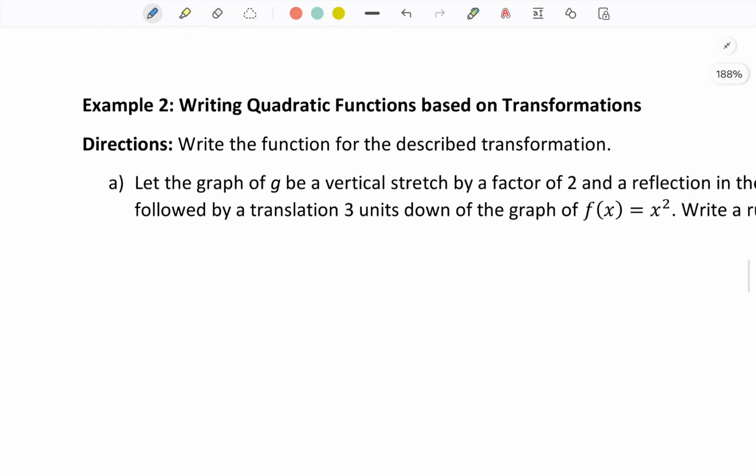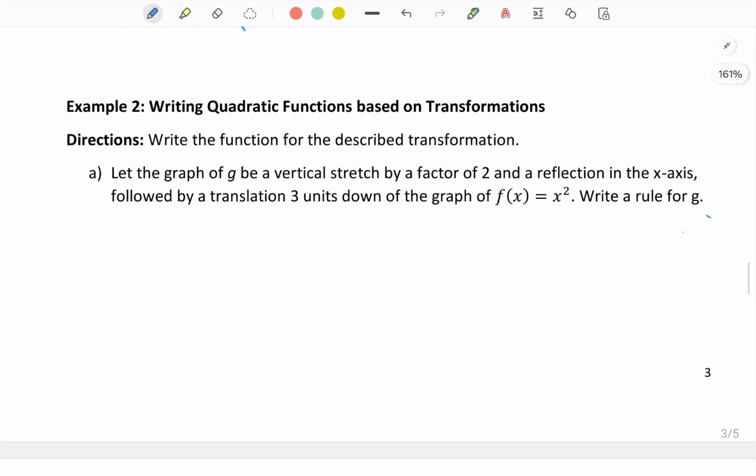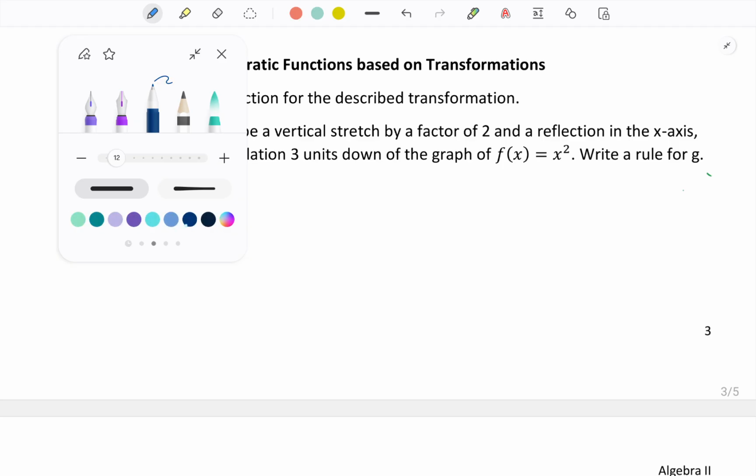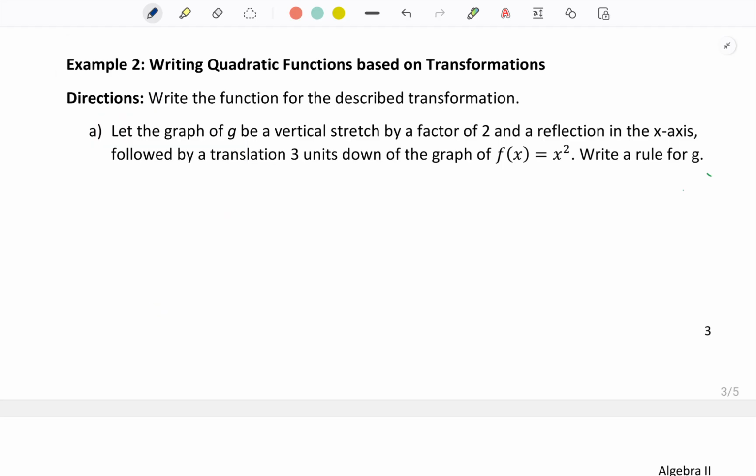Okay, so that's everything for example 1. So in example 2, we're going to be writing quadratic functions based on the transformations. So we're going to go backwards from what we just looked at. So we're going to let G be a vertical stretch by a factor of 2 and a reflection in the x-axis, followed by a translation 3 units down of the graph of f of x equals x squared. So this is what we're coming from, which is our parent function. So this is where we're starting.